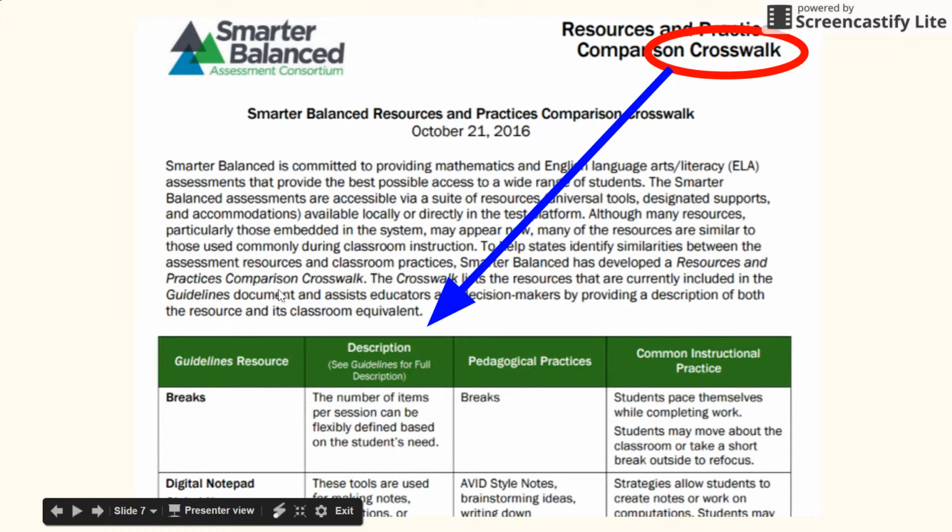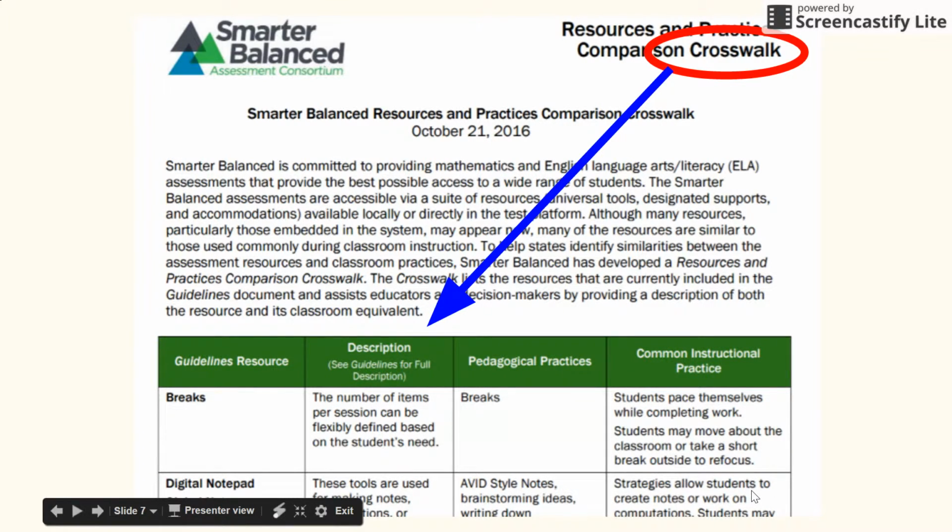Very briefly, the Crosswalk helps you to understand really what a definition is. Perhaps you noticed Digital Notepad as one of the universal tools that's available. This provides in the Crosswalk a description of it, what the practice actually is, and what it might look like when you're in a classroom using it.